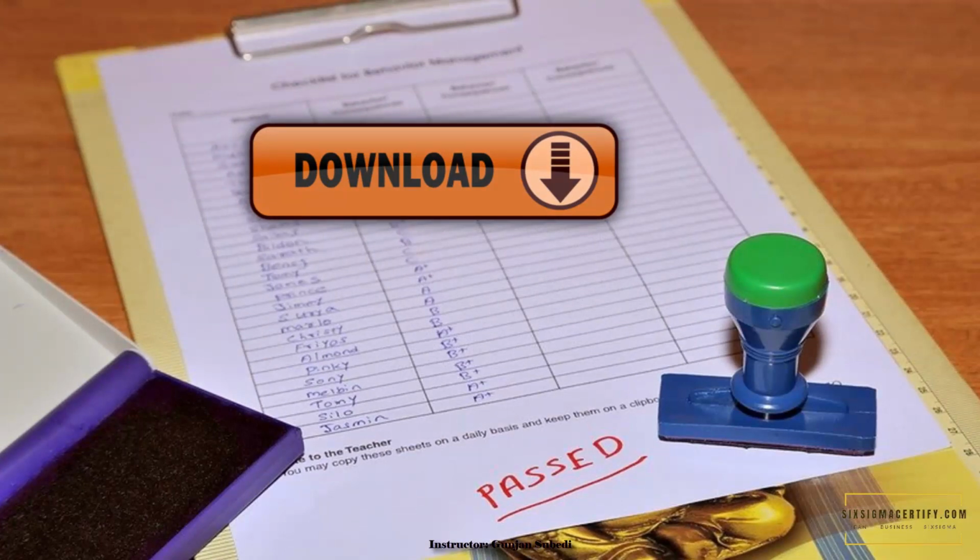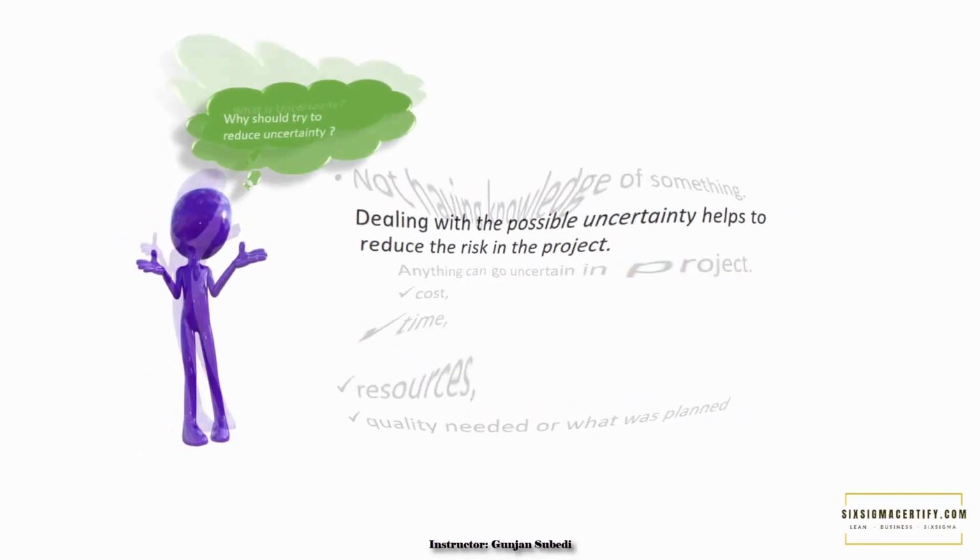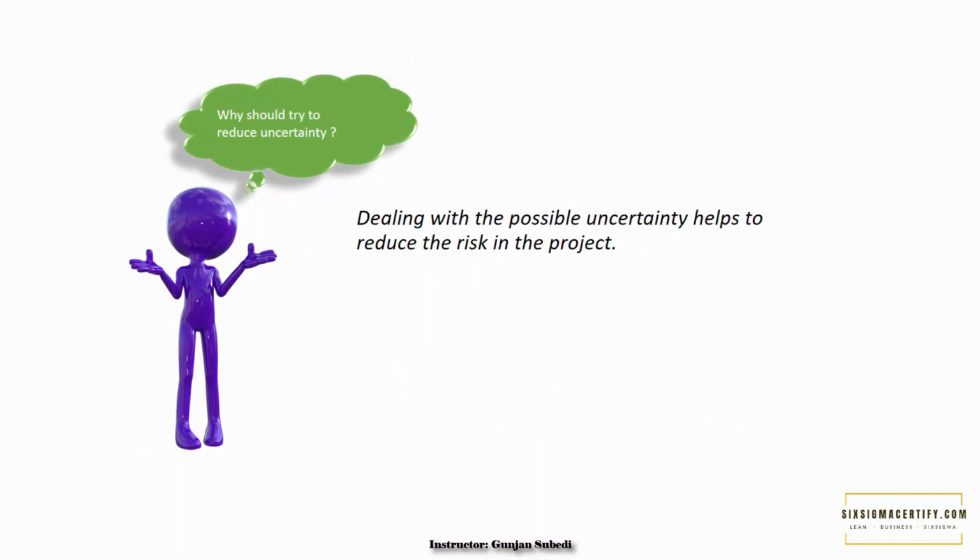So after risk, let's start with the topic of uncertainty. What is uncertainty? Simply put, it is not having knowledge of something. As a project management professional, what could go uncertain in a project? It could be anything such as cost, time, resources, quality needed, or what was planned. This is more uncertain in agile projects because in agile projects, planning is not done upfront, or we can say planning is done throughout the project. So why should we know how to deal with uncertainty? The answer is simple: because dealing with uncertainty helps to reduce the risk in the project.